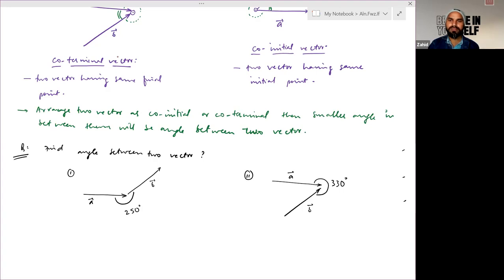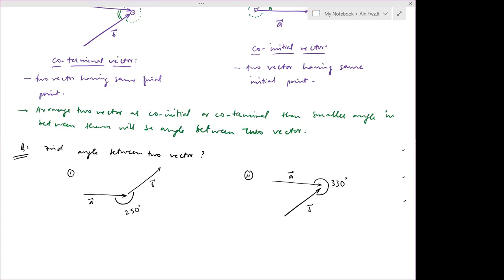Ifra, just check the calculation for the first part. Okay, yes, sir.